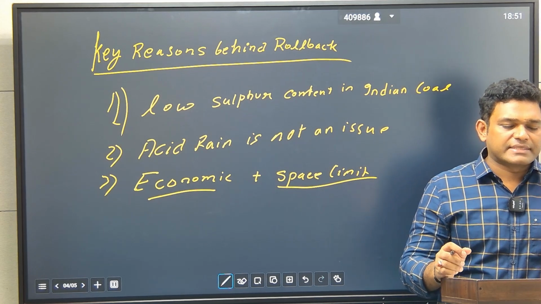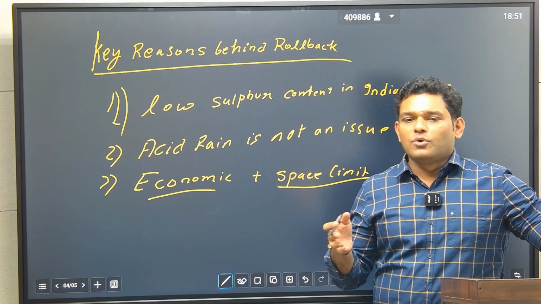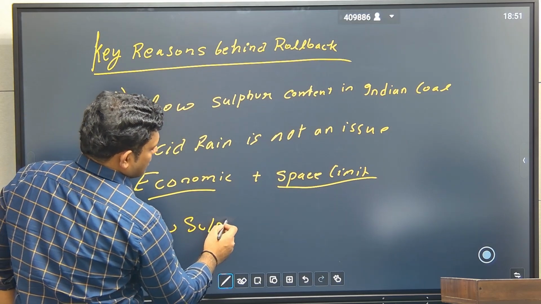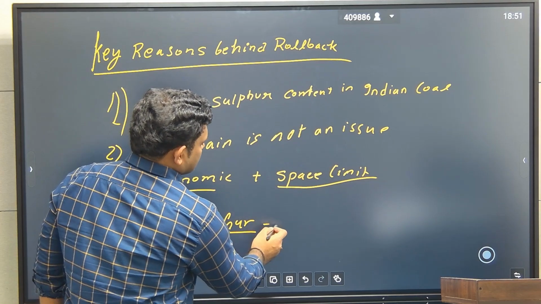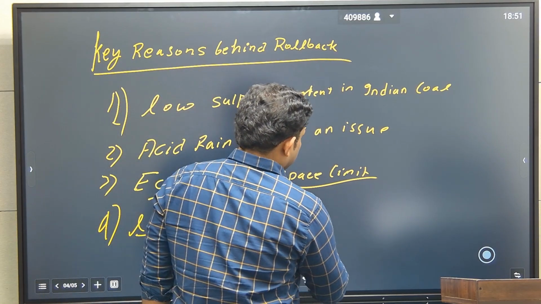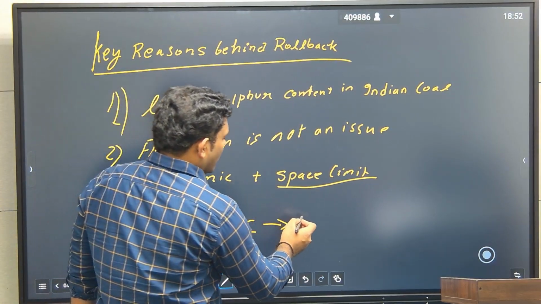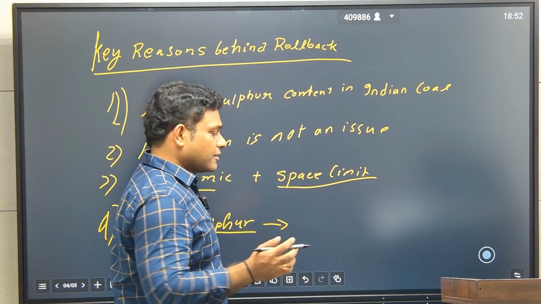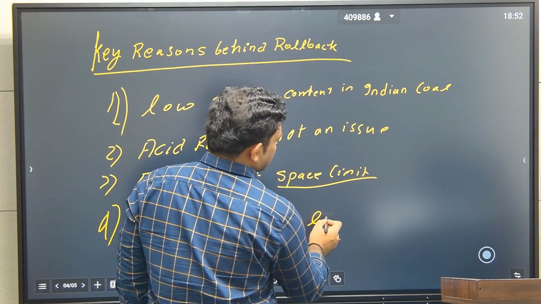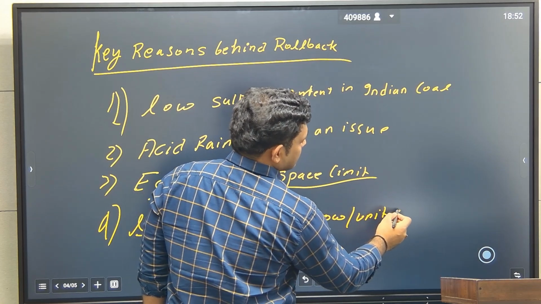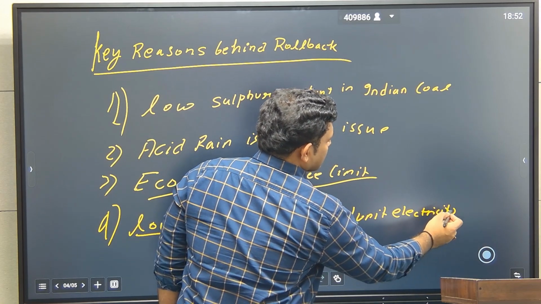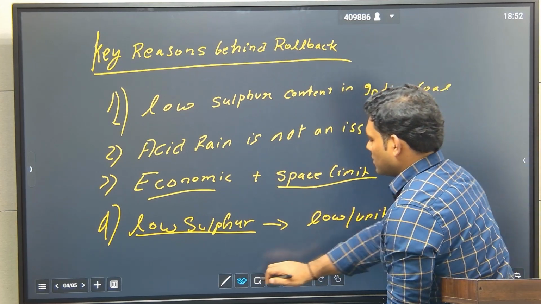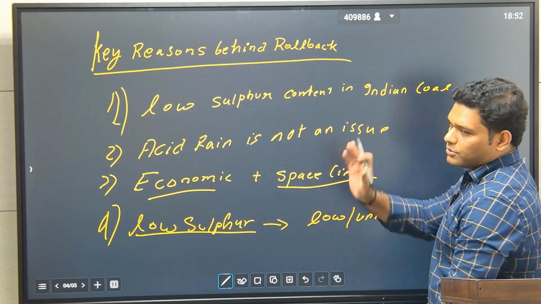And they also gave a logic that there is low sulfur in coal, which I've told you here. Another logic was that even if we don't install FGD systems, there is less emission per kilowatt hour, meaning per unit of electricity. Low emission per unit of electricity. So effectively, we are producing very little emissions per unit, so it should not be a concern according to the experts committee.